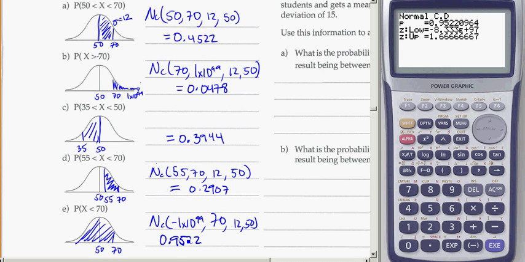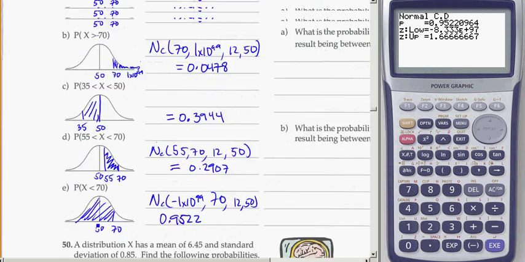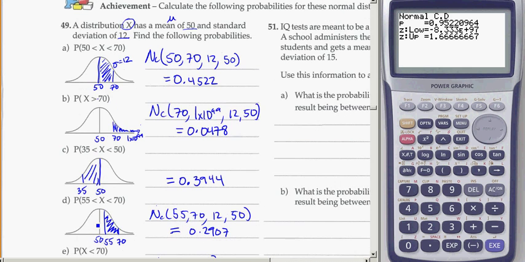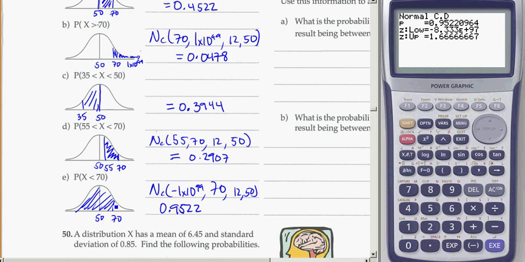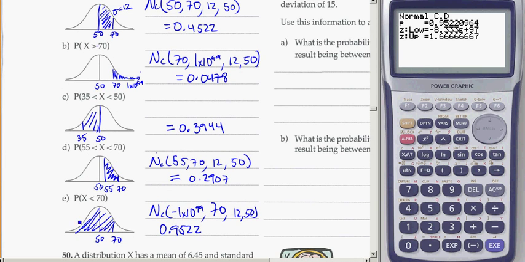And if any of you guys are paying attention to symmetry at all, this last problem here, E, is going to be the complement of this one up here. If we add B and E together, we should get 1, because everything below 70 and everything above 70, together those should add up to 1.